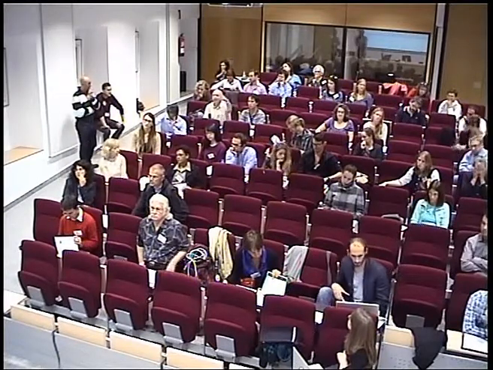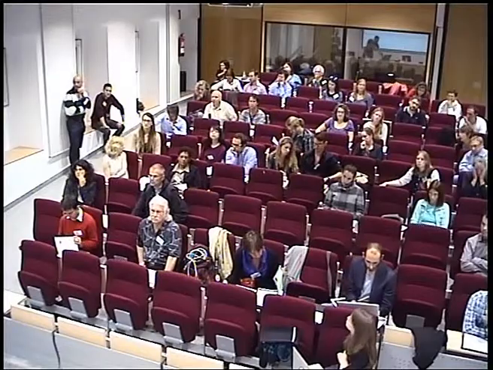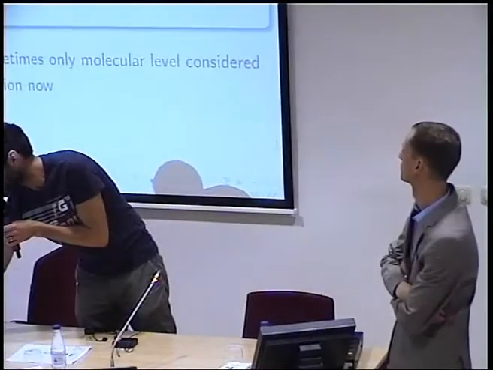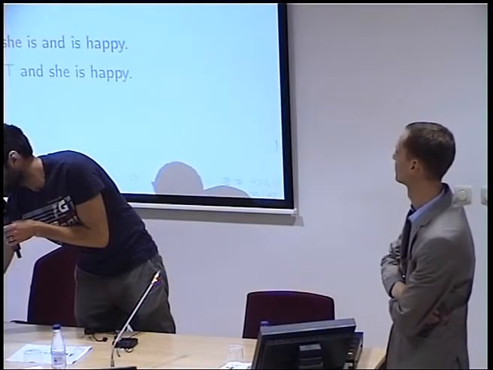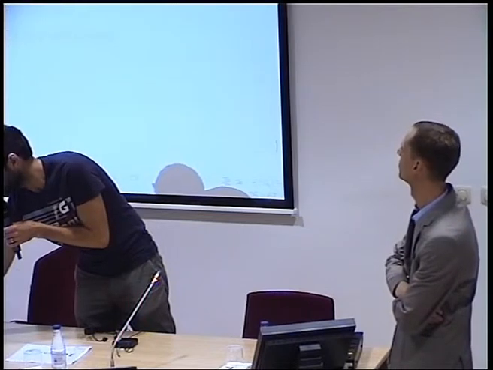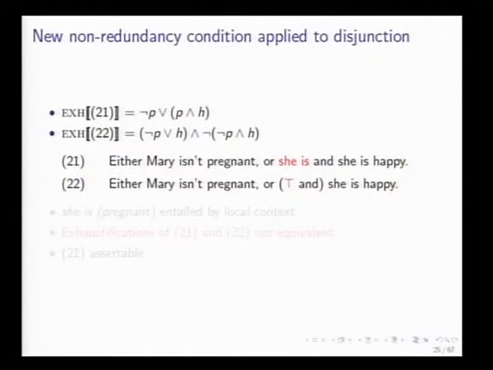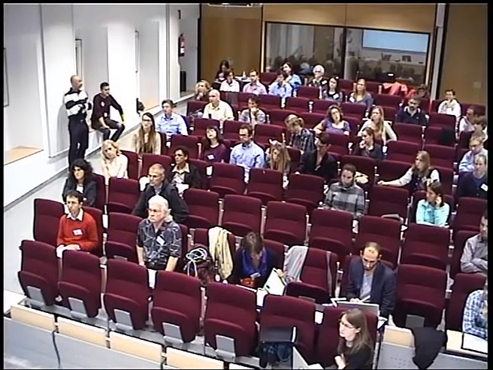So maybe look at the actual sentence, because it's easier. And the most simple one, the one you started with. There is this one, 21, right? So now, if you have an exhaustivity operator here, my claim, or my hope, is that the local context for shares will not be any more the negation of the first disjunct.